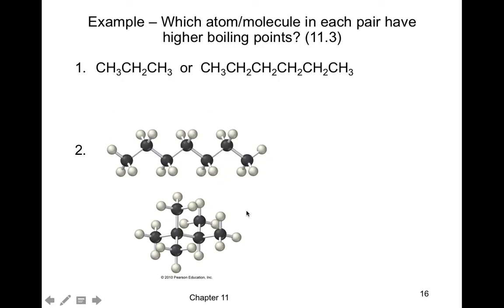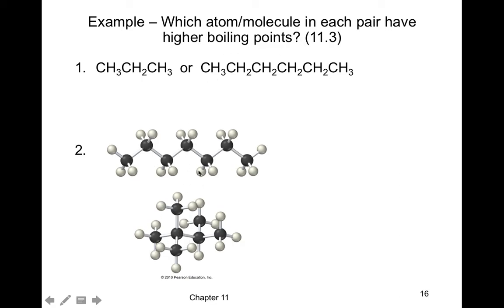So if we look at an example, if I wanted to compare this molecule, with 3 carbon atoms, this would be propane, and then I have 1, 2, 3, 4, 5, 6, this would be hexane. Because hexane is bigger than propane, it's going to have stronger dispersion forces, and that's going to lead to higher boiling points.